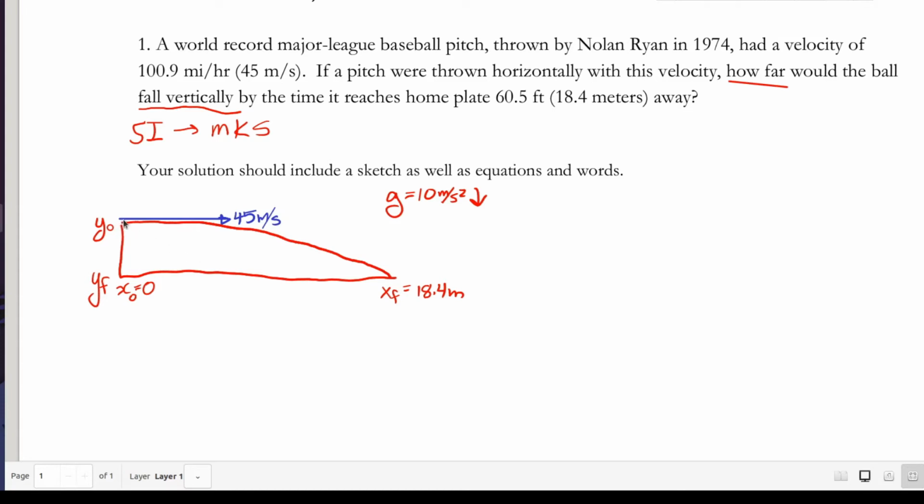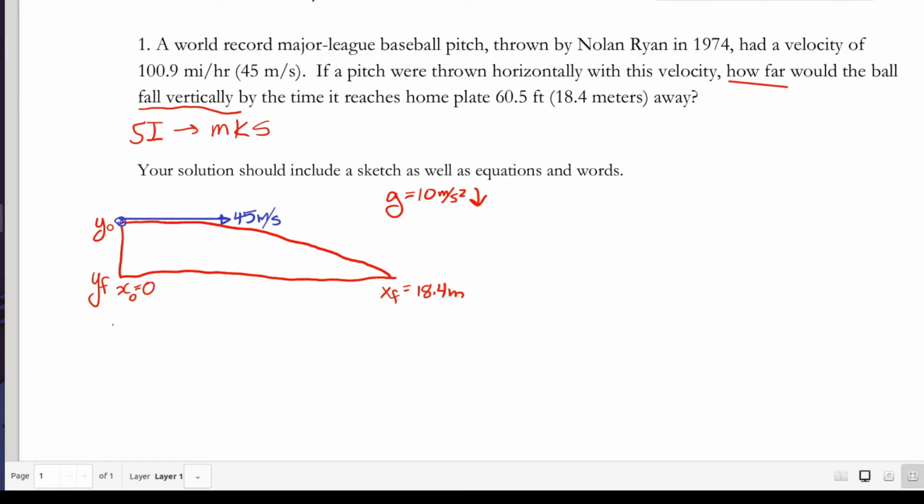So let's think about the scale of the problem first. It's traveling 45 meters per second, but only traveling 18.4 meters. So that looks like it's going to take about 18/45 of a second to travel this far. Just estimating, that's about 2 nines out of 5 nines. So 2/5 is about 0.4 seconds. So we can use that to estimate how long this will take, but we can also put the actual numbers in. So let's think about time first.